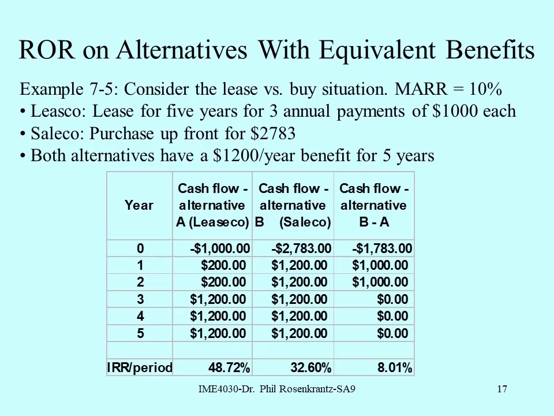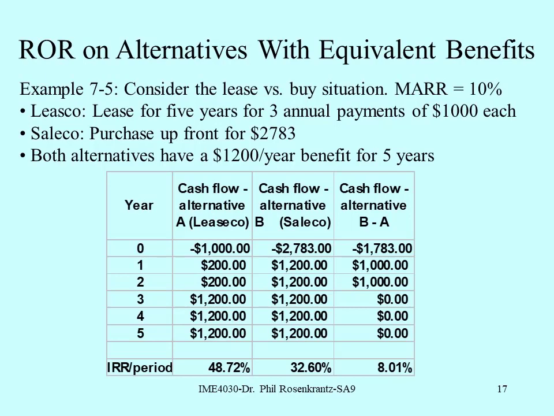This is the way we do this: we take the cash flows from the alternative that has the lowest initial cost, and we subtract those from the cash flows of the alternative that has the higher initial cost. So we subtract the LeaseCo from the SaleCo cash flows, and you can see that in column B minus A, we have a negative cash flow at year 0 of $1,783, and then positive cash flows of $1,000 a year for 2 years.